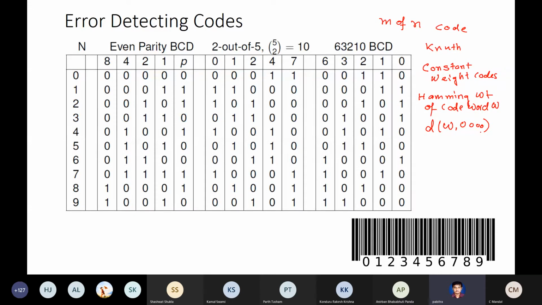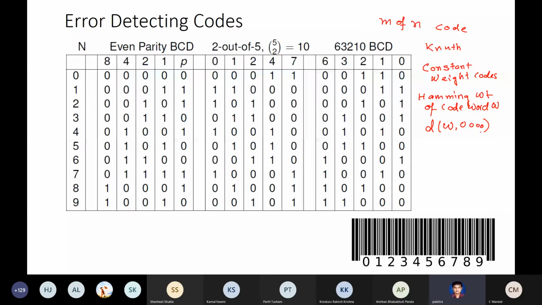So constant weight codes are a little more sophisticated than even parity codes. They have a constant weight, but the problem is that finding a general M of n code satisfying the Hamming separability criteria is pretty non-trivial. So there are complex algebraic systems like Steiner systems and such partitioning systems which are used to construct more complicated M of n codes. So it's an algorithmic problem actually. It's a hard problem to construct M of n codes.